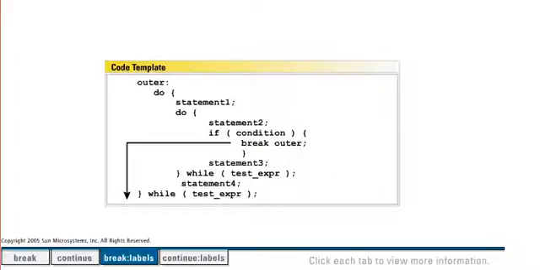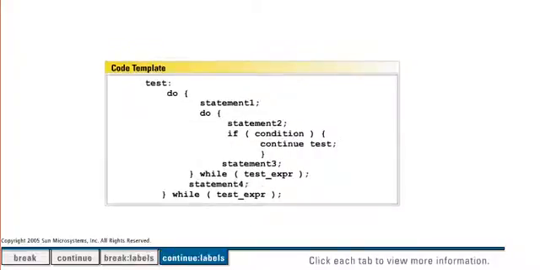So if I need to get out of nested loops, I will need to put a label on the outer loop and then issue a break statement specifying that label. So in this case, we've put a label called outer on the outermost do while loop. And the label is just a valid identifier with a colon preceding the loop statement. And then when I issue the break statement, I will say break outer. And this will cause me to leave both of the loop statements, the inner do while and the outer do while. Click the Continue Labels tab.